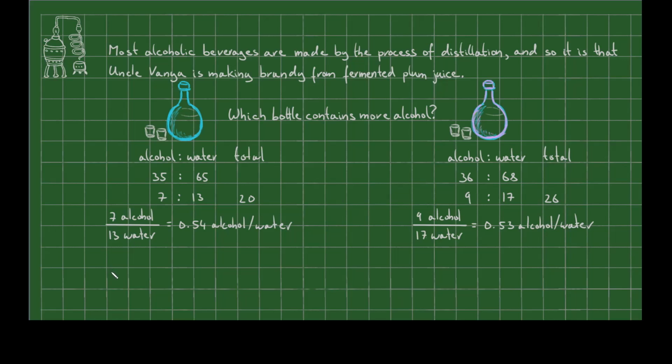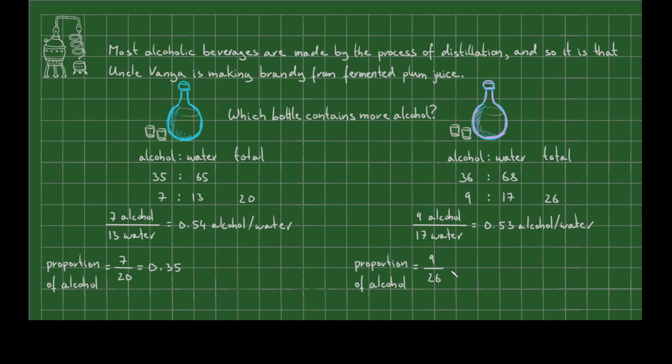For the bottle on the left, the proportion of alcohol would be 7/20. And that gives a nice 0.35. And so I could say that the bottle on the left is 35% alcohol. What about the bottle on the right? In this case, we have 9 parts alcohol and the total is 26. So we will have 9/26.